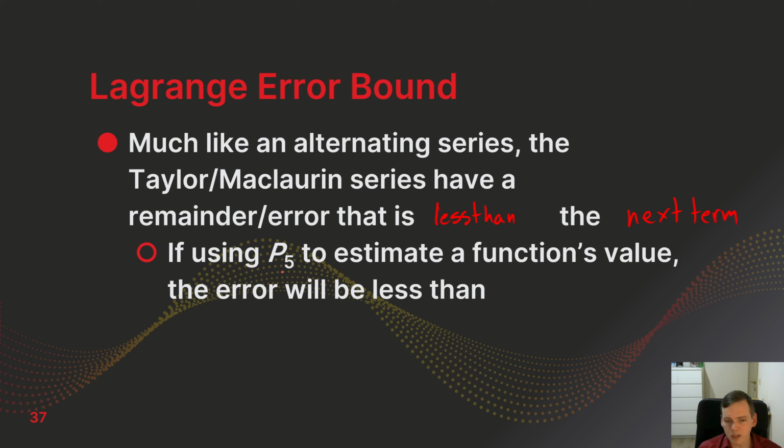So in other words, if I'm using P5, the fifth Taylor polynomial, to estimate the function's value, the error will be less than A6, where A is the next term in the series. So we can write that more generally as in the Taylor series. I should write this as an S.